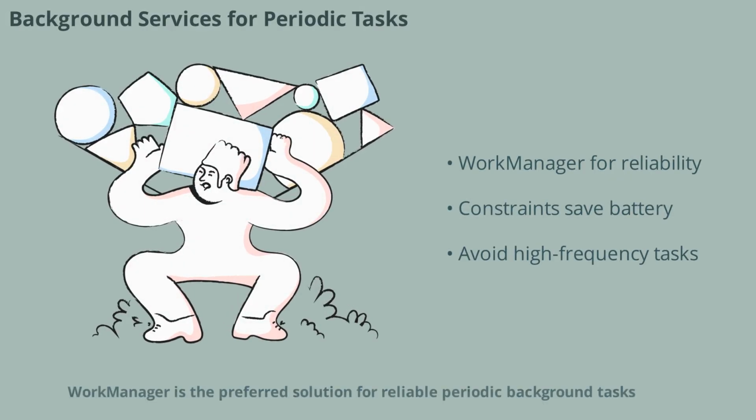WorkManager is the preferred solution for reliable, periodic background tasks. It persists across app restarts and device reboots. JobScheduler is another option for Android 5 and above. Set constraints to ensure tasks run only under certain conditions like Wi-Fi or charging to save battery and data. Schedule tasks at off-peak times and avoid high-frequency tasks to prevent battery drain.